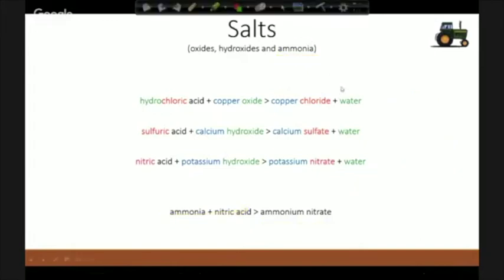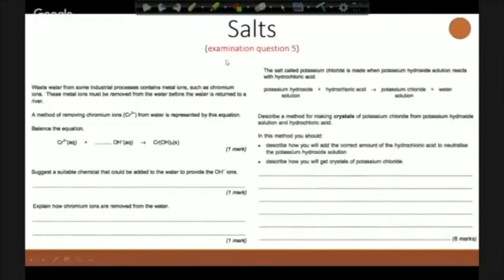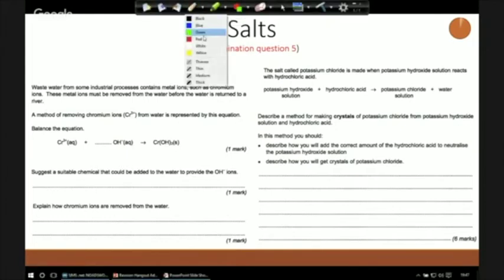Okay, let's take a look at some questions for salts. Again, it might be something that you want to pause and have a look at yourself, because I'm going to go relatively quickly, just a few minutes to read the question for you to see.